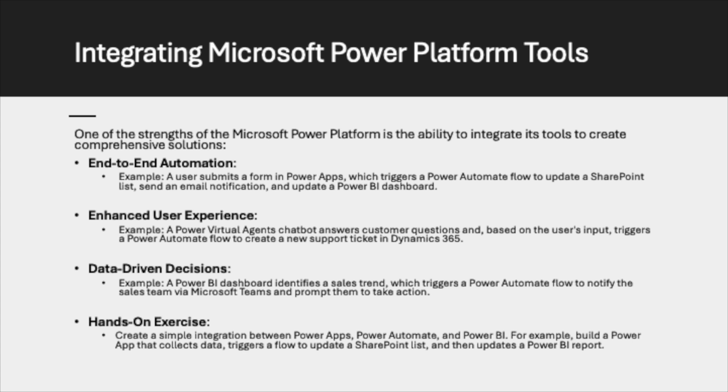Enhanced user experience. An example can be a Power Virtual Agent chatbot answers customer questions and based on the user's input triggers a Power Automate flow to create a new support ticket in Dynamics 365. Data-driven decisions. Example can be a Power BI dashboard identifies a sales trend which triggers a Power Automate flow to notify the sales team via Microsoft Teams and prompt them to take action.